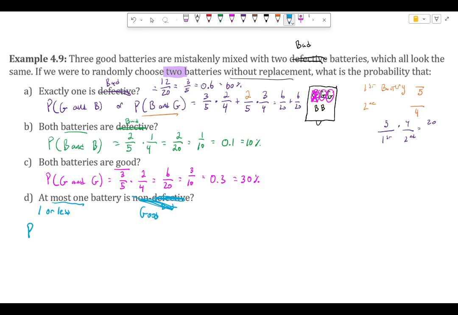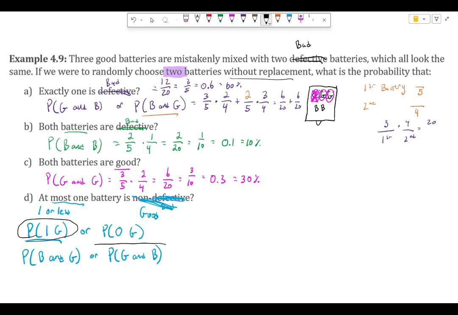So we want to have the probability that we get 1 good or the probability that we get 0 good batteries. Well, this is going to be a little bit complicated. The probability of getting 1 good battery would be the probability of getting a bad battery on the first and a good battery on the second, or the probability of getting a good battery on the first and a bad battery on the second. So that's the expanded form of these, the only 2 options we could have for that.